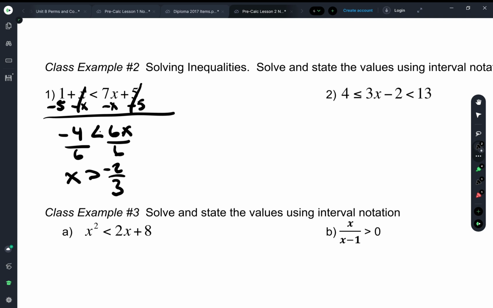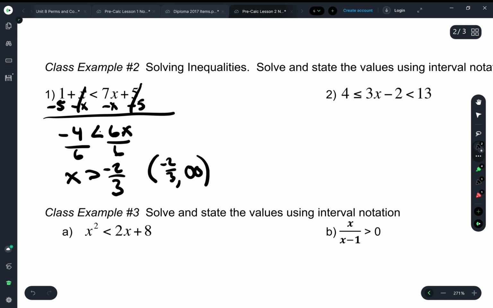So how would I write that in interval notation? So greater than negative 2/3. That means I have a round bracket. I have negative 2/3 to infinity. So negative 2/3 to infinity is your greater than negative 2/3.